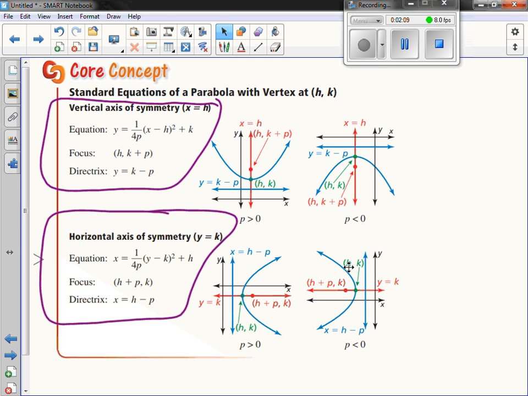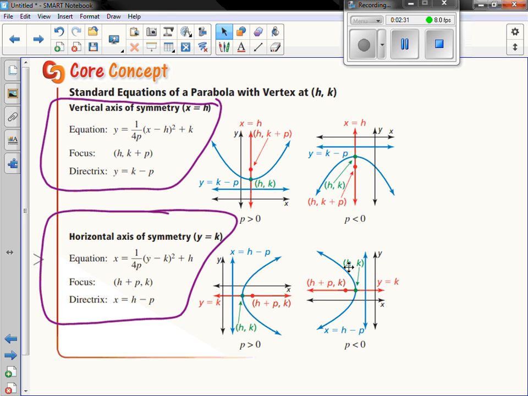Now, the ones that we did yesterday, the vertex was 0, 0. The values for the vertex were 0 and 0. Here, we're going to have a value. We are taking the equations we did yesterday and moving them away from the origin. Its vertex is not going to be on the origin.